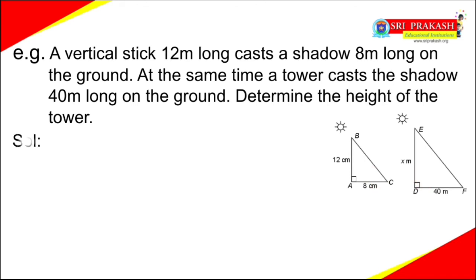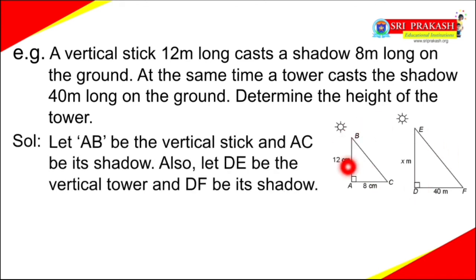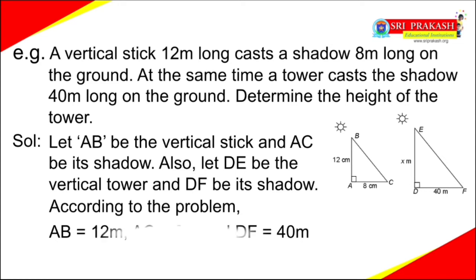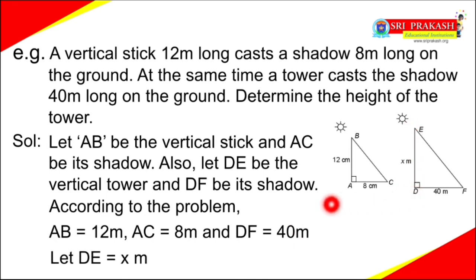Let us start. Children, from the figure, let AB be the vertical stick and AC be its shadow. Also, let DE be the vertical tower and DF be its shadow. Children, according to the problem, AB is equal to 12 meters, AC is equal to 8 meters and DF is equal to 40 meters. Now, let us take the length of DE is equal to x meters.